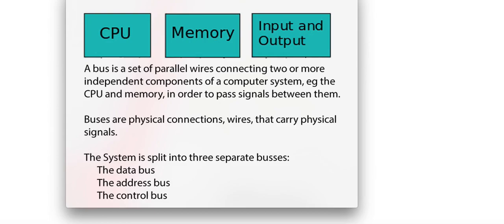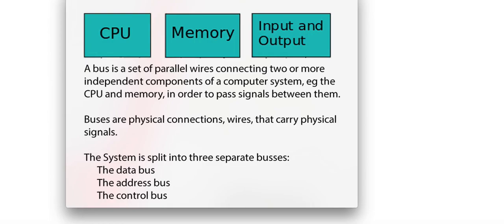The definition: a bus is a set of parallel wires connecting two or more independent components of a computer system. For example, the CPU, central processing unit, and memory need to be connected so that communication signals can be passed between them. They're physical connections. If you look closely enough with a big enough magnifying glass or a microscope, you would see that they are physical wires. Very thin and very small, but they're still physical connections, and they enable physical signals to happen.